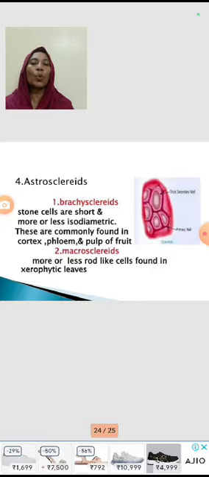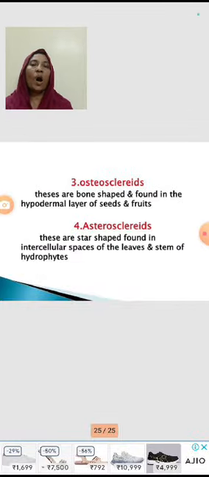Brachysclereids are stone cells, very short. They are found in the cortex, phloem and pulp of the fruit. The next, macrosclereids, are more or less rod-like cells. They occur in the xerophytic leaves.